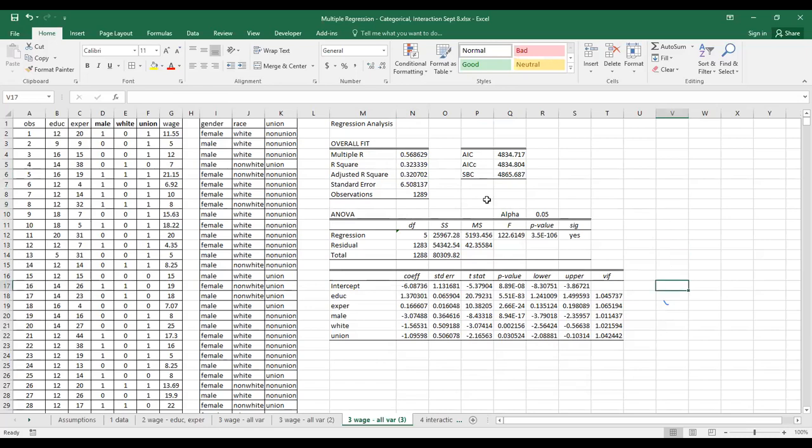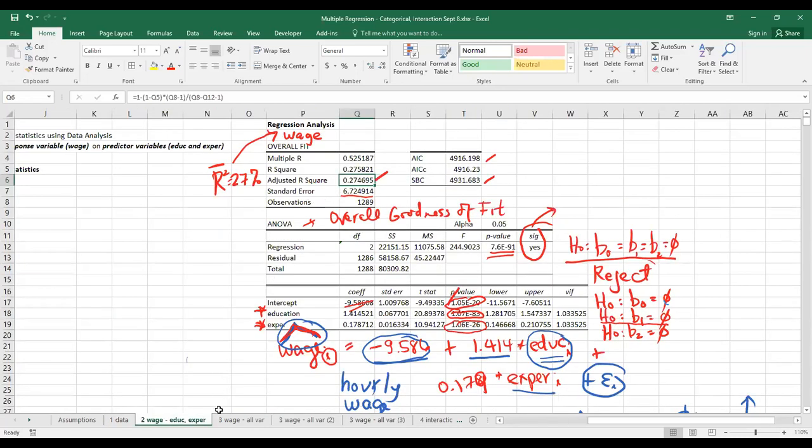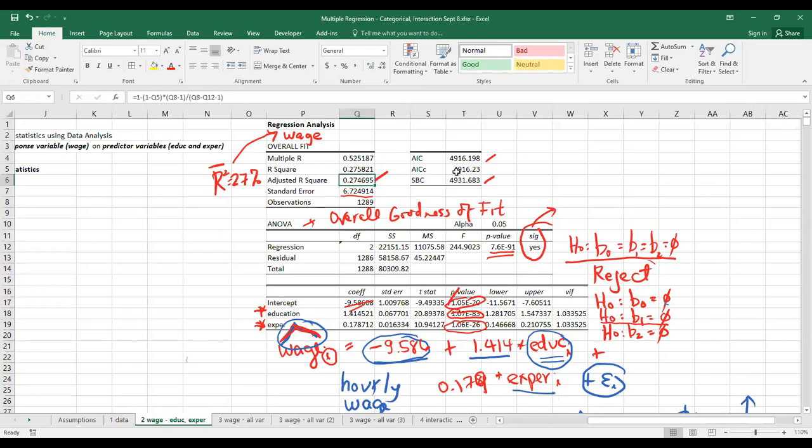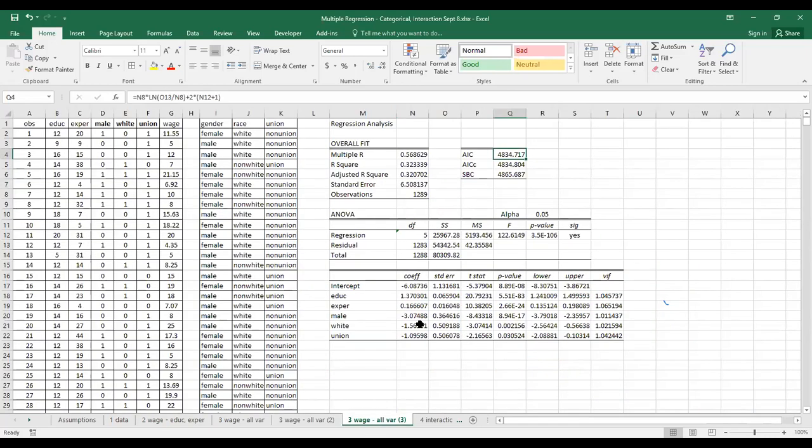And then, ano pa? Standard error actually bumaba, no? This was 6.7, standard error dito, which is good, 6.85. Akaike, AIC 4834, ito 4916. So definitely guys, mas maganda yung model natin na inintroduce natin yung tatlong dummy variables, no? Alright? And then look at the overall goodness of fit.